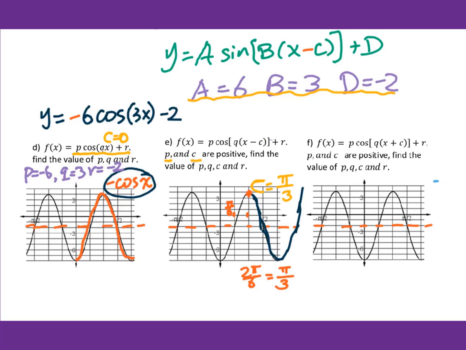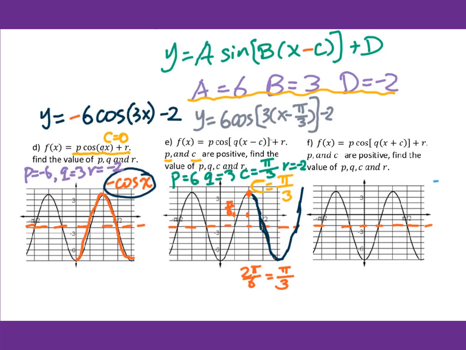Now I will write the function. Y equals, this is a positive pattern, so 6 cosine. B is 3, x minus pi over 3, then minus 2. Therefore, we got P equals 6, Q equals 3, C equals pi over 3, and R equals negative 2.